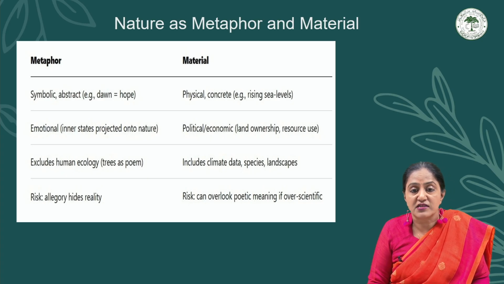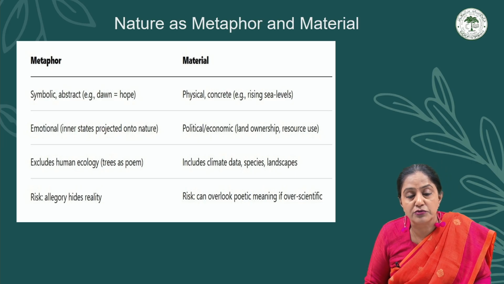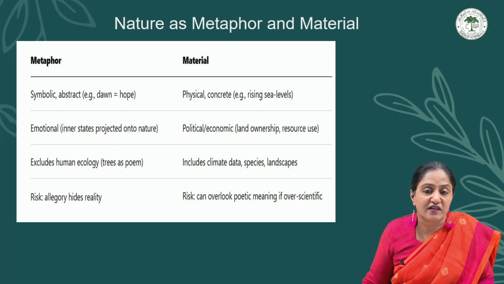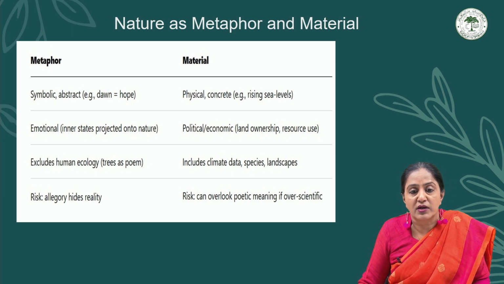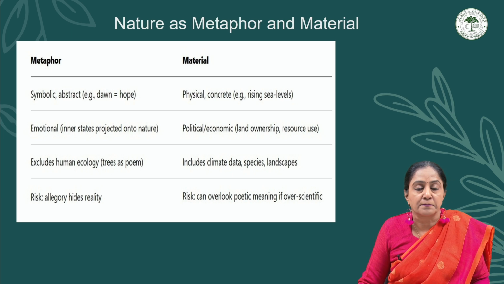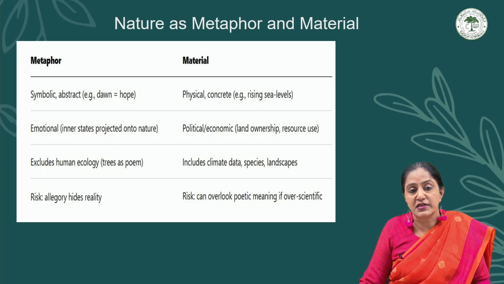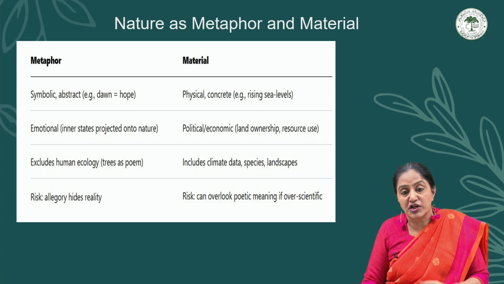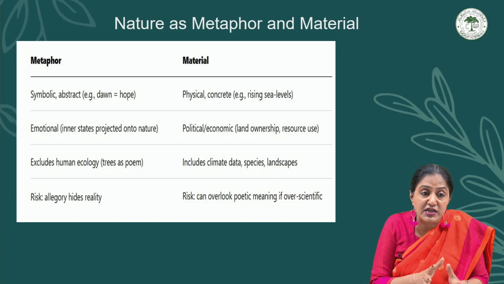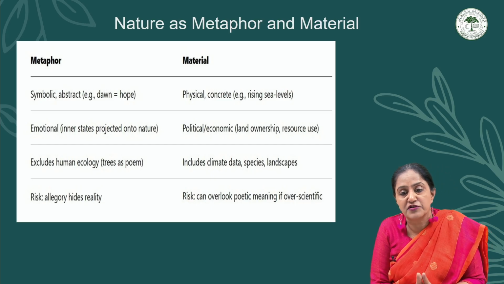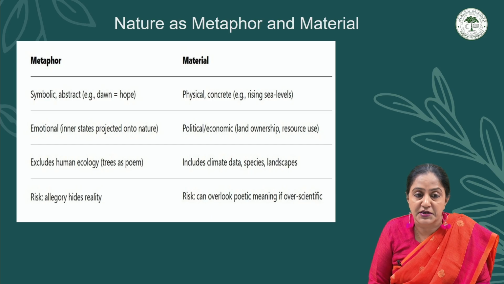Another important aspect concerns environmental justice. Material environmental harms are not distributed equally. Pollution often affects marginalized communities disproportionately. Climate change impacts vulnerable populations more severely. Environmental humanities therefore examines how environmental realities intersect with race, class, gender, caste, colonialism, and inequality. Nature as material reality thus expands literary interpretation beyond symbolism toward ethics and politics.